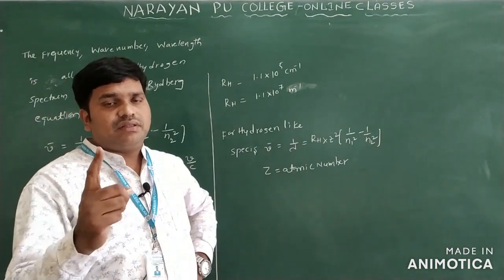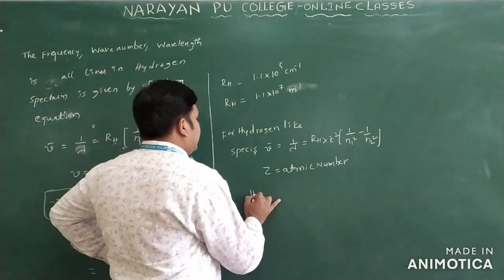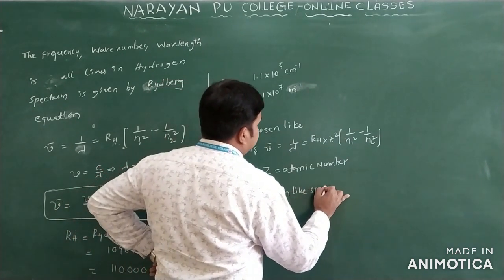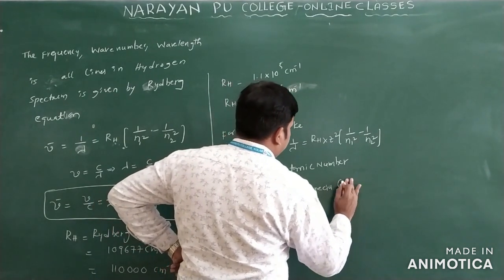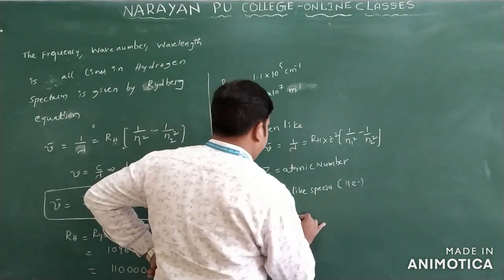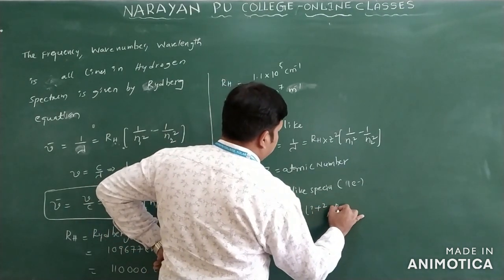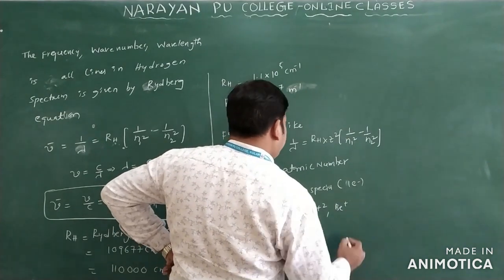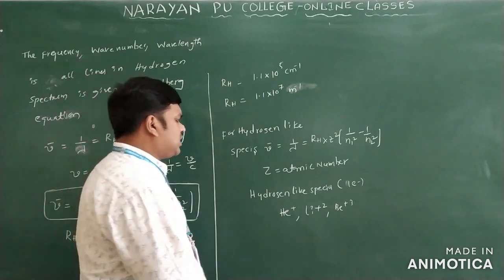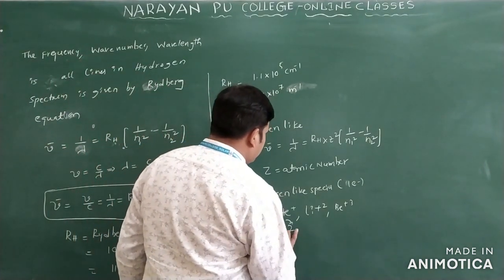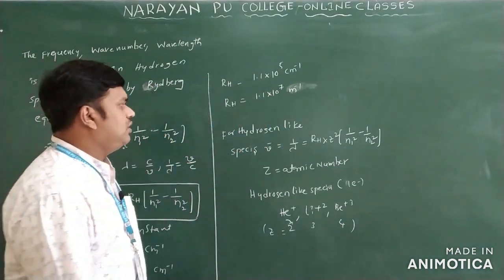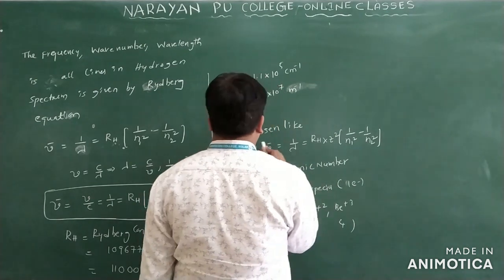So they are asking for hydrogen-like species. Hydrogen-like species means they contain only one electron. So you can write He plus, Li plus 2, Be plus 3. For these species, only one electron is there. So the atomic number Z is equal to 2 for He plus, 3 for Li plus 2, and Z is equal to 4 for Be plus 3. So this is the formula we are using for hydrogen-like species.